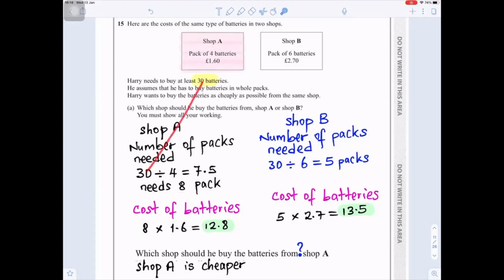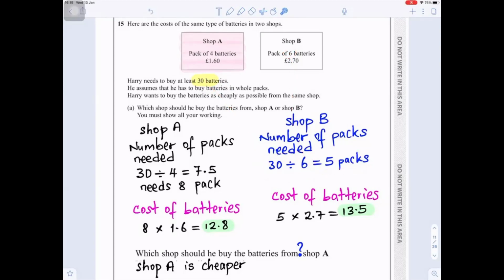So 30 divided by 4 gives you 7.5, so 8 packs. The cost of a pack is £1.60. Since you're buying 8 packs, £1.60 times 8 gives you £12.80. Let's go to shop B. Number of packs needed: 30, because we need to buy 30 batteries, divided by 6. 30 divided by 6, you need 5 packs.